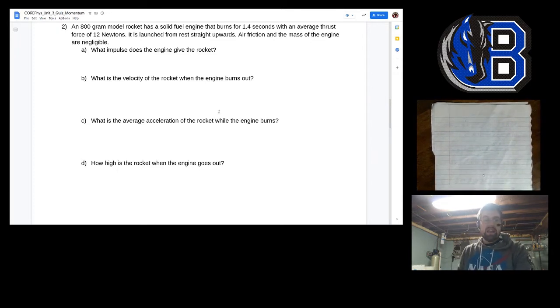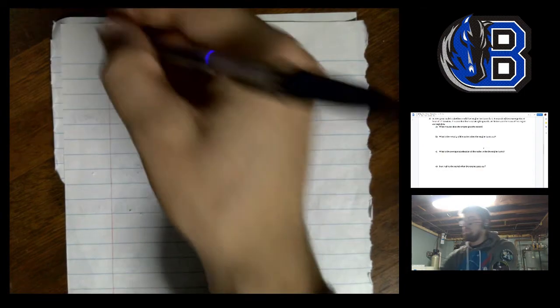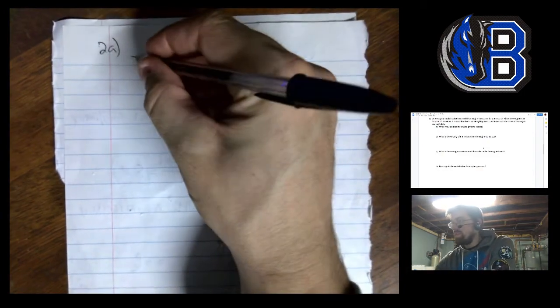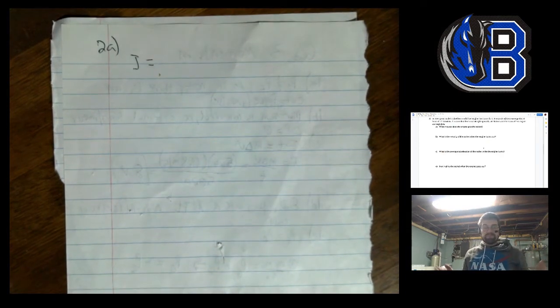Okay. An 800-gram model rocket has a solid fuel engine that burns for 1.4 seconds with an average thrust force of 12 newtons. It's launched from rest, straight upwards. Air friction and mass of the engine are negligible. Okay, A, what impulse does the engine give the rocket? So the question is, what impulse? So your answer is impulse is. Okay.